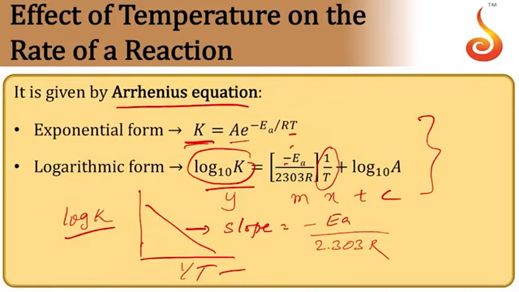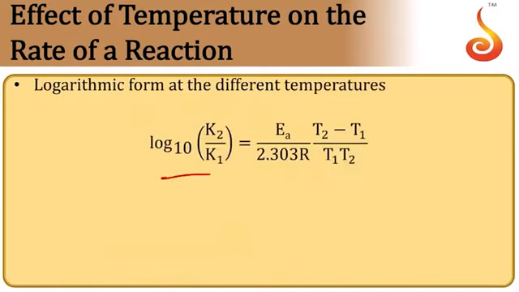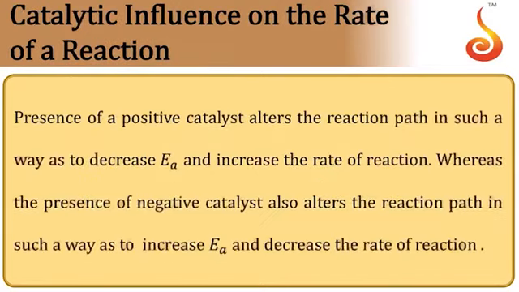Then, at two different temperatures, if you take the same expression, we are going to get log K2 by K1 is equal to Ea by 2.303 R into (T2 minus T1) by T1 T2, where K2 is the rate constant at temperature T2, and K1 is the rate constant at temperature T1. That is the Arrhenius expression. Then comes the catalytic influence on the rate of reaction.